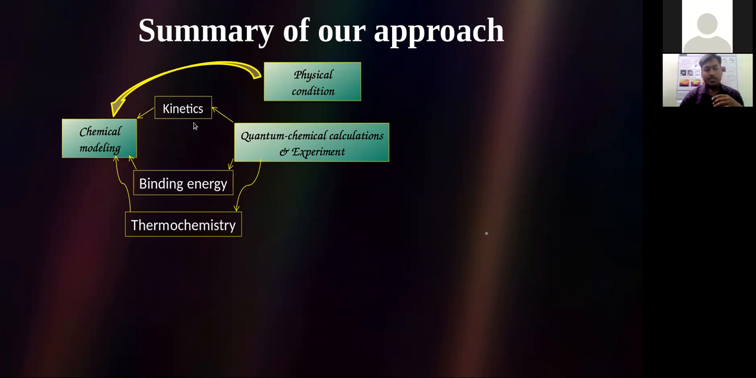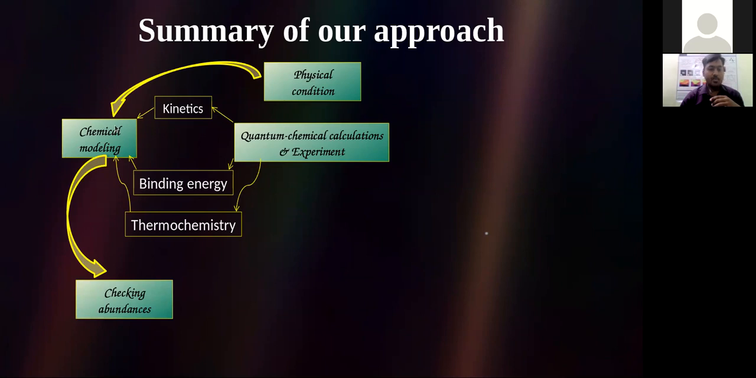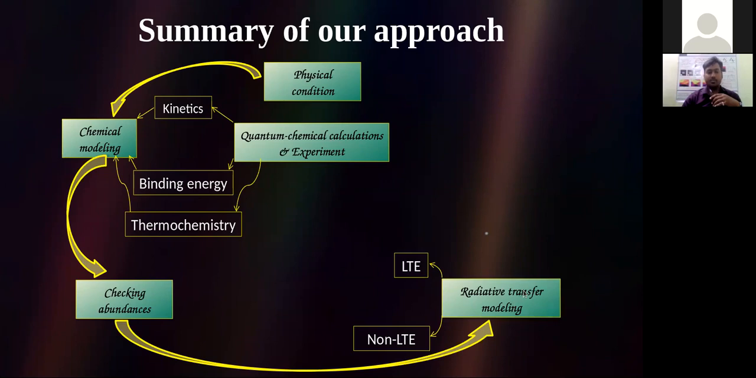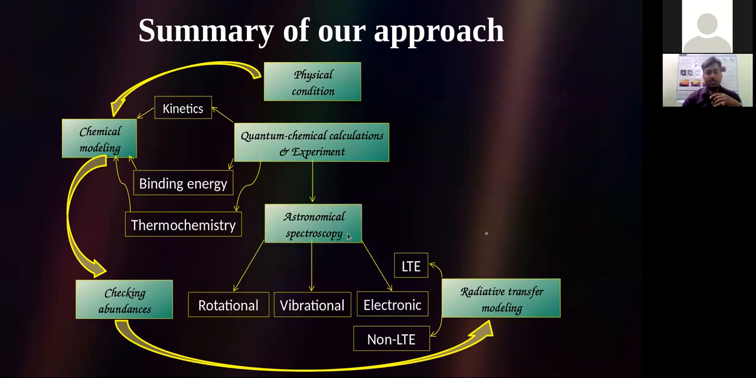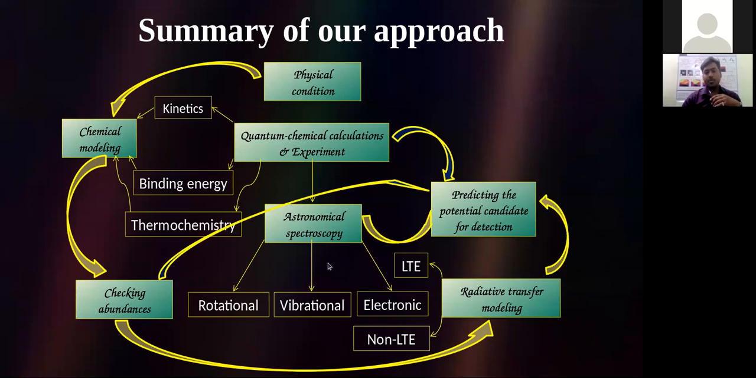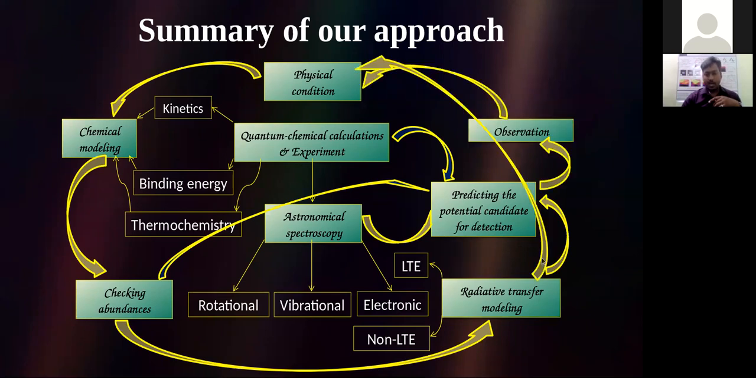For the modeling, the kinetics, binding energy, thermochemistry and reaction rates are calculated quantum chemically, or if available, we take them from experiment. Then from chemical modeling, we check the abundance of these species. After that, we do radiative transfer modeling. In between, astronomical spectroscopy helps to find rotational, vibrational, and electronic transitions of these species. Depending on these parameters, we propose that it could be a potential candidate for detection in future astronomical observation. And from radiative transfer modeling, we extract physical condition.